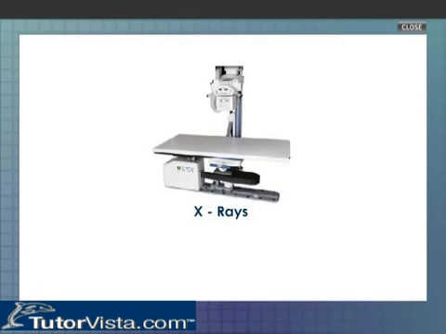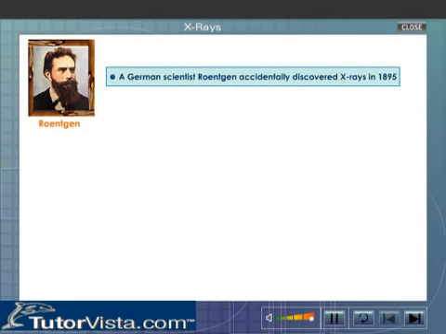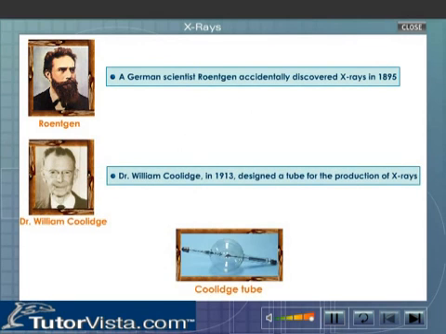X-rays. A German scientist, Röntgen, accidentally discovered X-rays in 1895. Dr. William Coolidge in 1913 designed a tube for the production of X-rays.